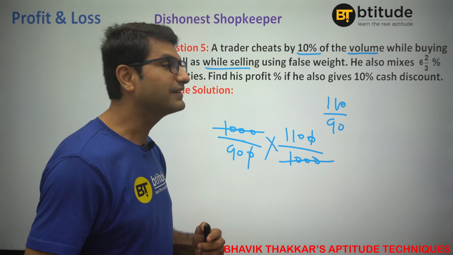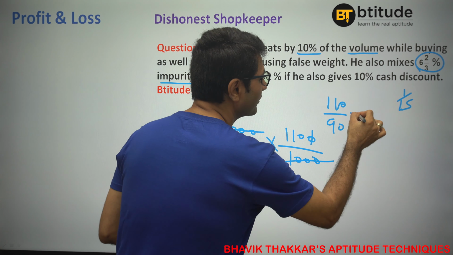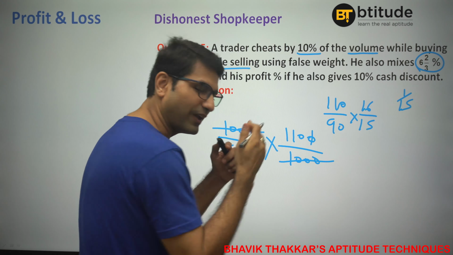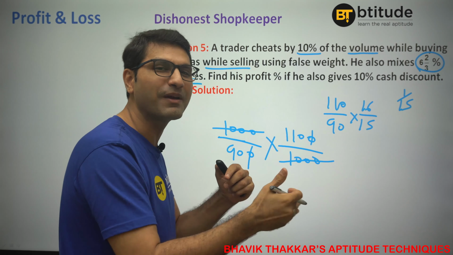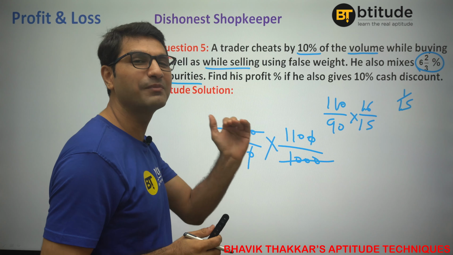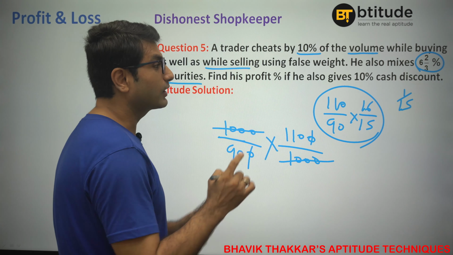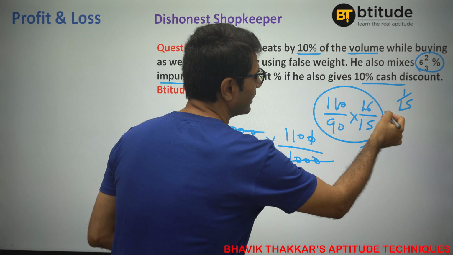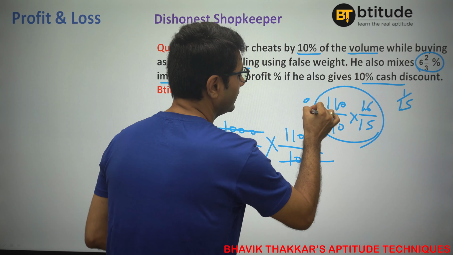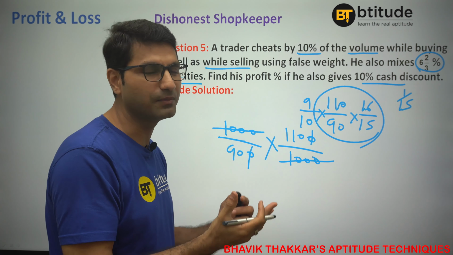All right, then what else is he doing? He's also mixing 1 by 15 impurities. That means his value will get to 16 by 15 of the original, because it is increasing by 1 by 15. That means it is getting multiplied by 16 by 15. So this is it. Okay, there is one more, 10% cash discount. So that means into 9 by 10, right? So he is getting only 9 rupees for every 10 rupees worth of item he is selling.